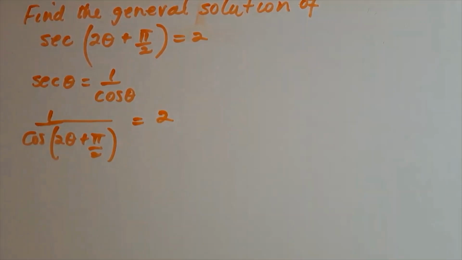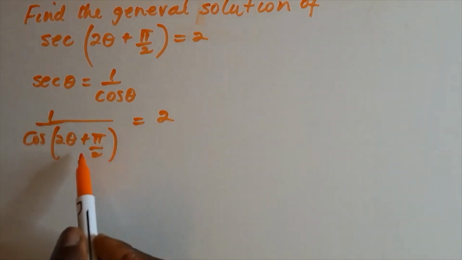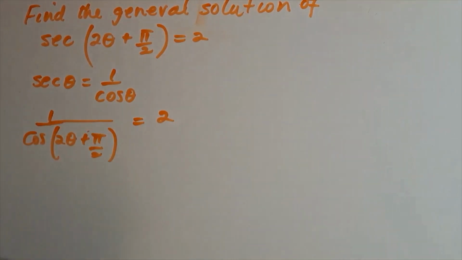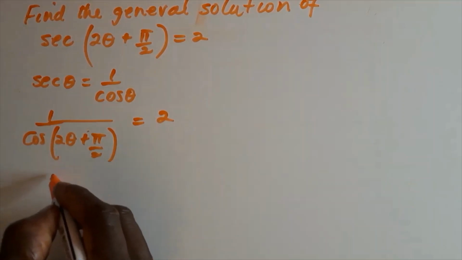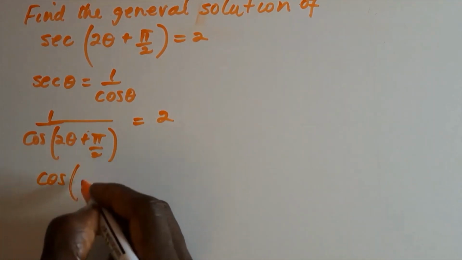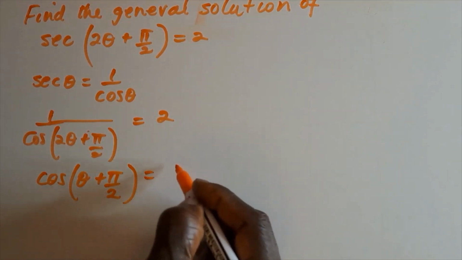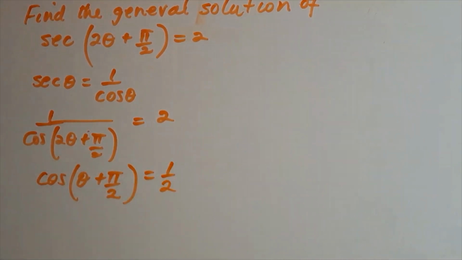Now if you want to find the cosine, or express this in terms of cosine of a compound angle, we have to just find the reciprocal of the left and the right hand side of this. The reciprocal of the left hand side will give us cosine of 2 theta plus pi over 2, and the right hand side, it's a half. So now we have something familiar that we can work with.